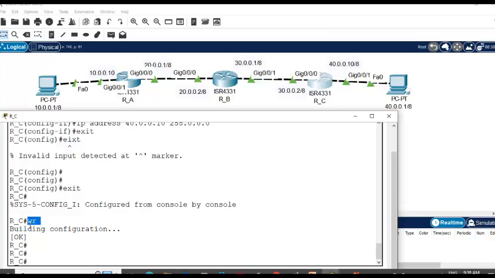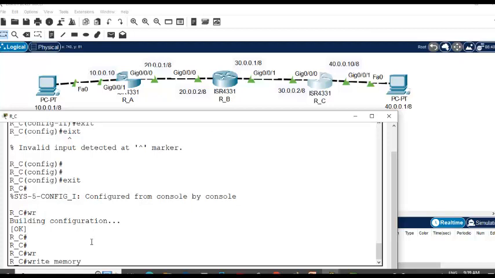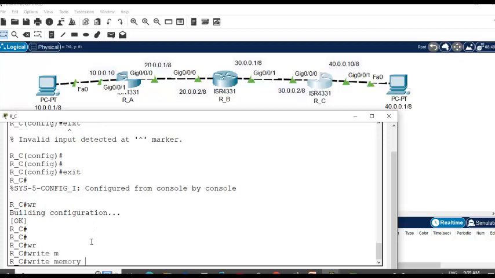Now I'm on router C. Let me try pinging the adjacent computer. What is the computer's IP address? 40.0.0.1. It will ping. You see, the exclamation mark is a good sign. It's pinging. 100%. The first time it was only 80%, the reason being one packet lost.